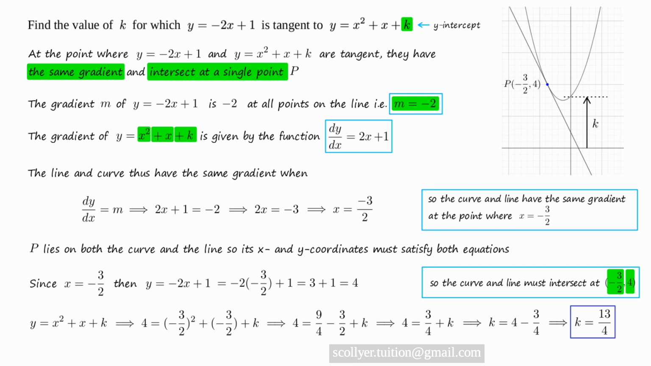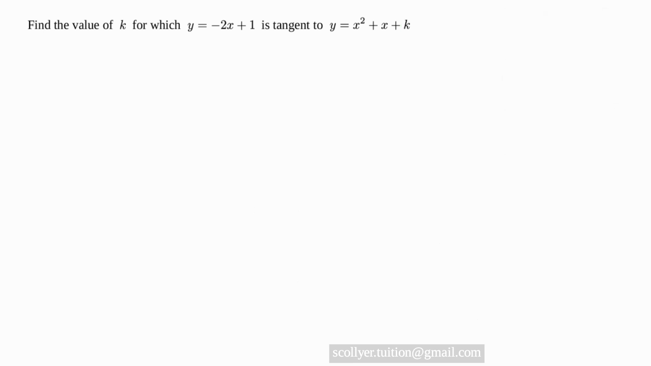We used calculus to solve this problem, but we now show a different method, one which relies on the properties of quadratic equations. Find the value of k for which y equals minus 2x plus 1 is tangent to y equals x squared plus x plus k. Now a line is tangent to a curve if they intersect at one point only.